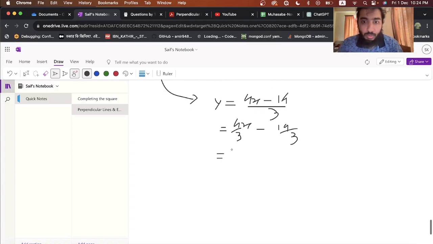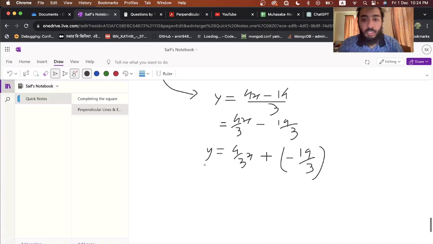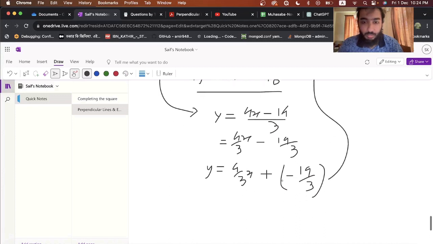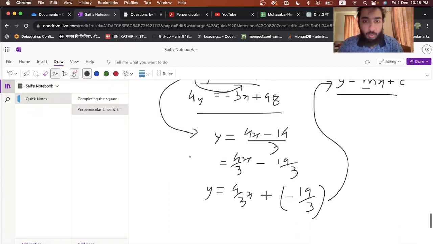So now, as you can see, this is 4 by 3 x minus 14 by 3. This is the form that I want, y equals mx plus c. You can do the same for the other equation as well.